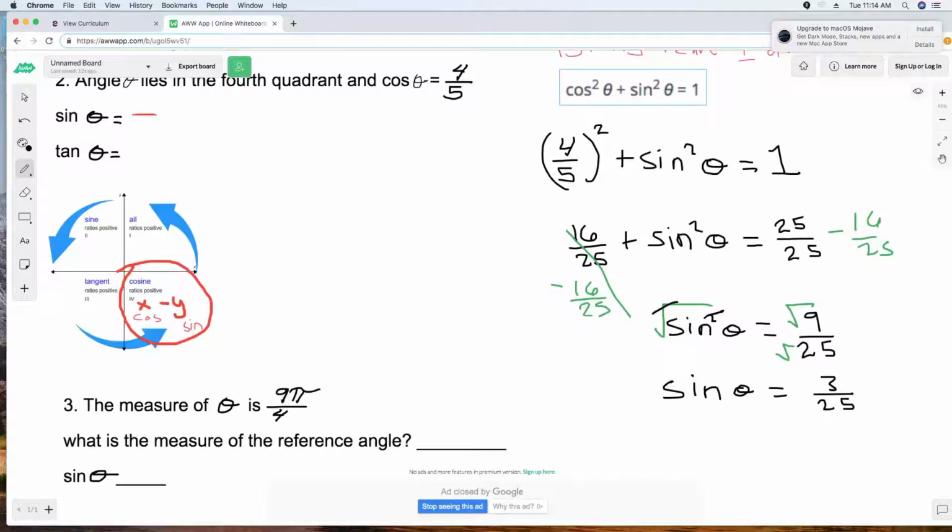Okay, so our answer is 3 over 25, but we already said that if it's in the fourth quadrant, that y point has to be negative. So our answer is going to be negative 3 over 25.